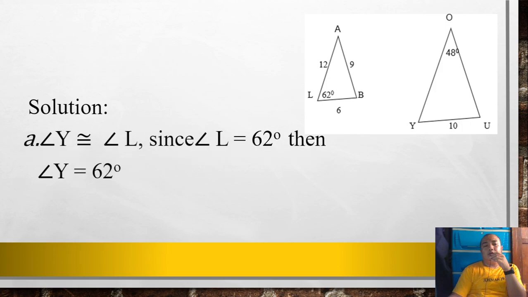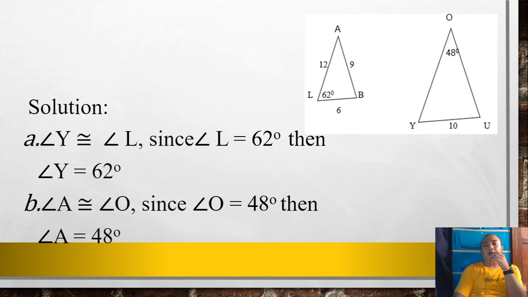For the solution, angle Y is congruent to angle L since they are corresponding angles. So, angle Y is also 62 degrees. How about angle A? Angle A is congruent to angle O because they are corresponding angles. Therefore, angle A is 48 degrees.